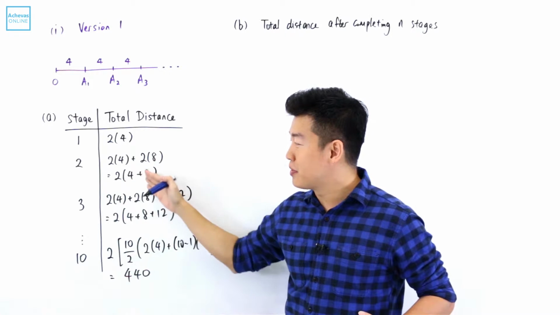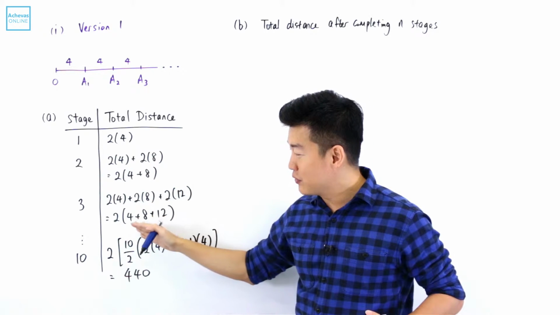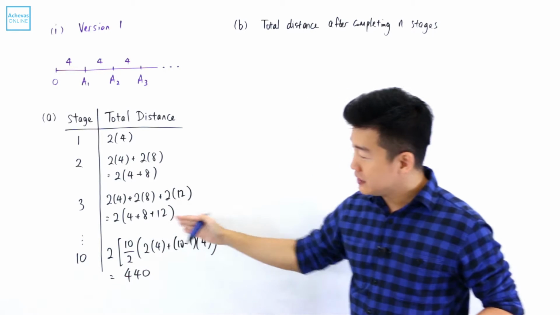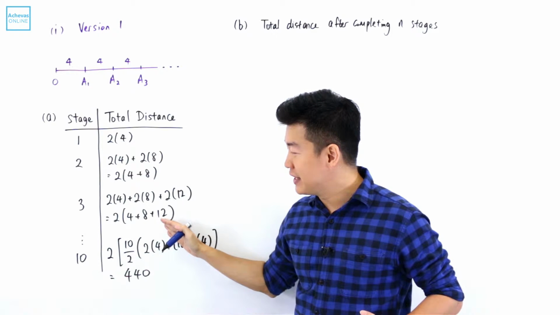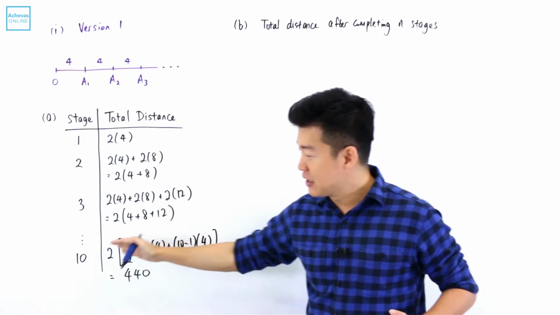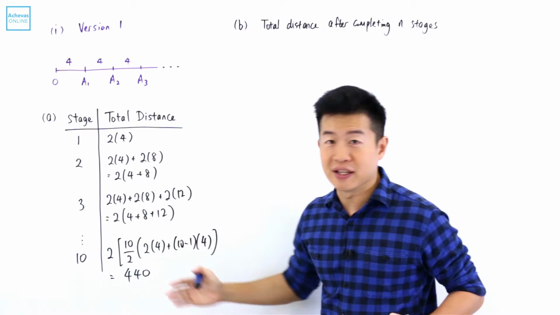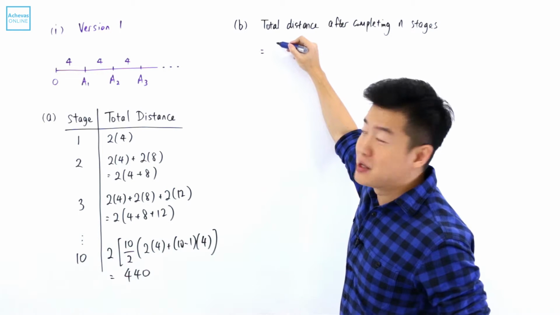And from what we have analyzed in part A, the total distance after each stage is completed is 2 multiplied by the sum of an AP, with the first term as 4 and the common difference also 4. For the number of terms within this AP, if it is the third stage, it is going to be 3 terms. If it is after the 10th stage, it is going to be 10 terms, which means that after n stages, there are going to be n terms in that AP.